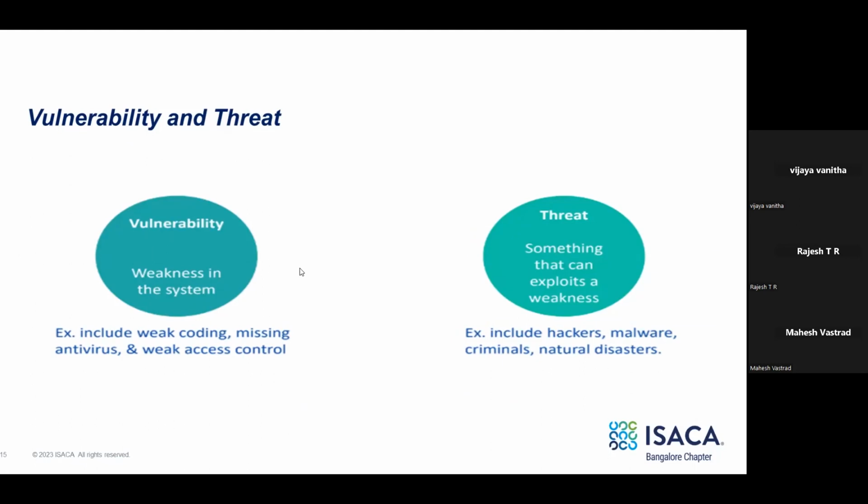What is vulnerability? A weakness in the system. It includes weak coding, missing antiviruses, and weak access controls, such as role-based control, weak network security, weak system management. Everything is covered in vulnerability. So if attackers or hackers find any weakness in the system, they can exploit it with the help of a threat. Threat in the sense of something that can exploit a weakness. It includes hackers, malware, criminals, natural disasters, such as an earthquake or something like that.